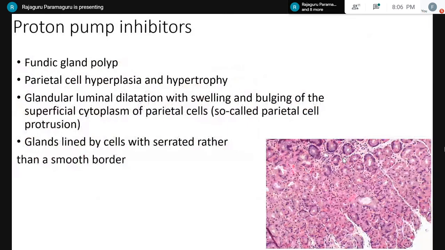Next, we'll go on to the drug-induced effects, starting with proton pump inhibitors. Proton pump inhibitors cause fundic gland polyps, and they can also cause parietal cell hyperplasia and hypertrophy. The glands, like what we see here, might show a serrated appearance with irregularity and cytoplasmic globbing. It doesn't have much clinical significance, but it is always good to communicate that there is parietal cell hyperplasia, and it might be a change due to proton pump inhibitor treatment, chronic usage. That may be of help to the clinician, who can advise the patient accordingly.